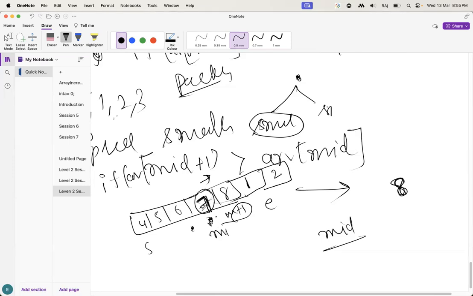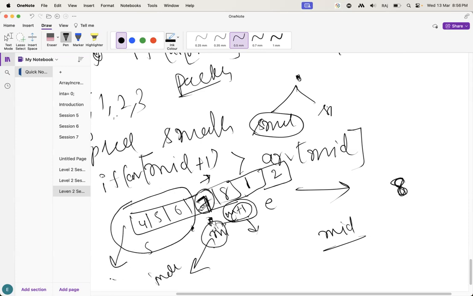What is the mid index, guys? This is the mid index. This is the mid index plus 1. You can clearly check this one. This mid index plus 1 value is greater than the mid value. Right? 8 is greater than 7. So what is the possibility, guys? Is there any possibility that the peak element is supposed to be on this side? No. Right, guys? So that value is supposed to be on the right side.